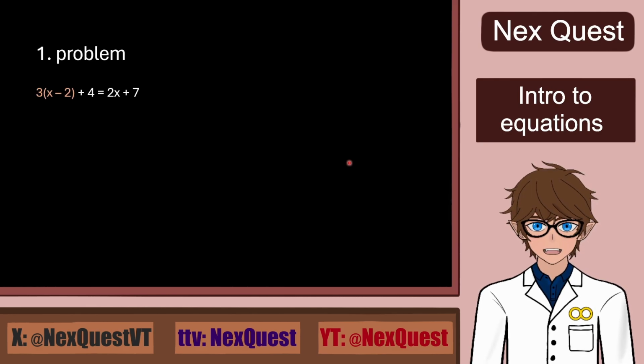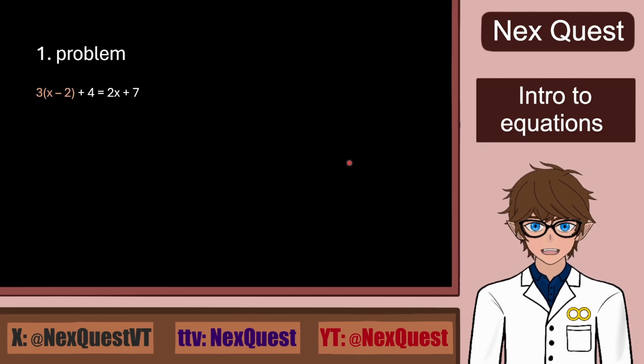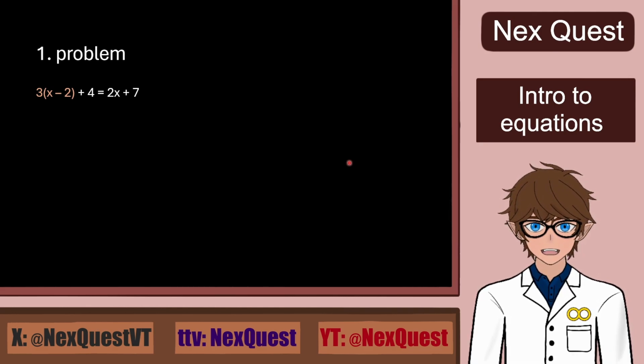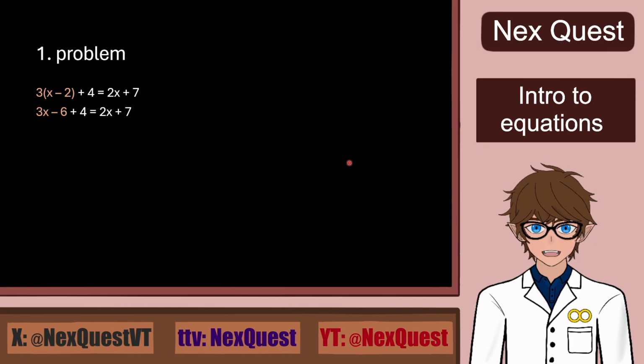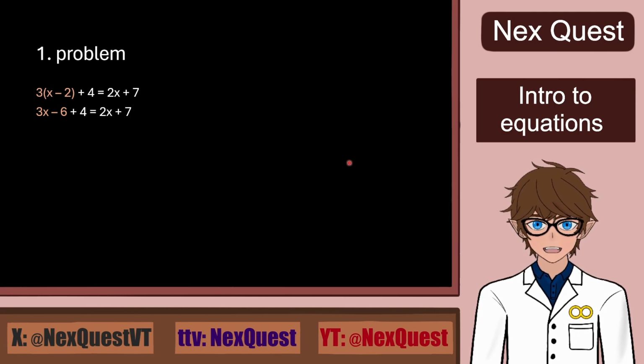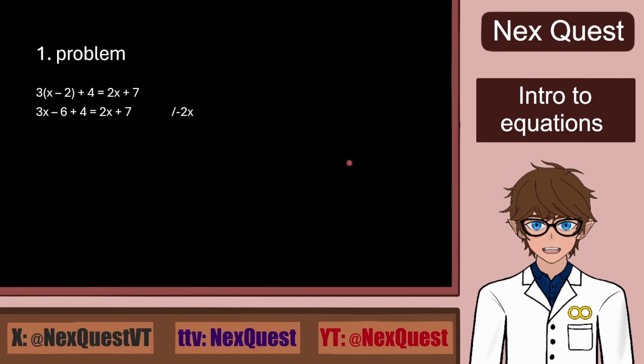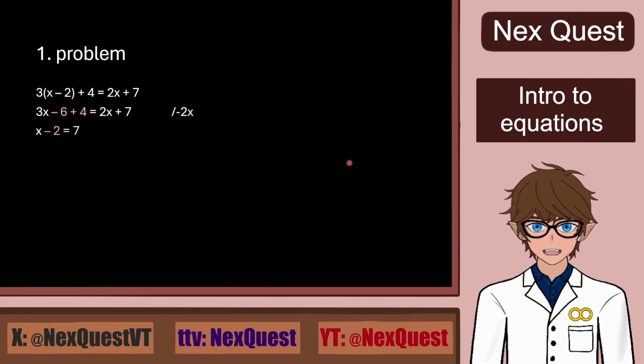So our first problem, we had 3(x minus 2) plus 4 equals 2x plus 7. First we solve the brackets. We get 3x minus 6 plus 4 equals 2x plus 7. We subtract 2x on both sides. We get x minus 2 equals 7.